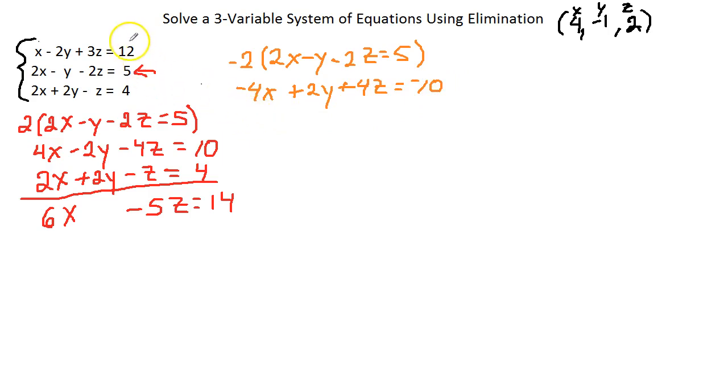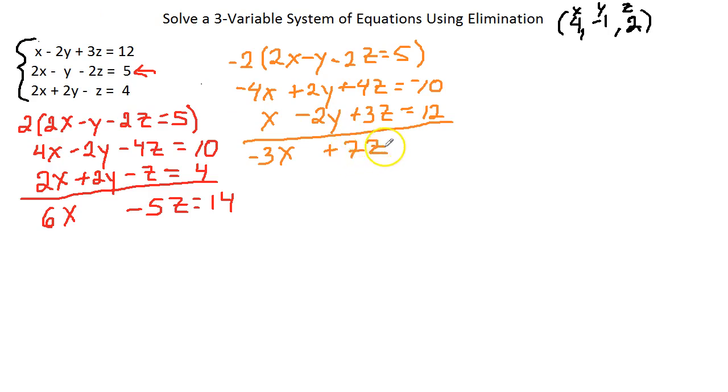I'm going to now write the first equation under this and add them together. So I have x minus 2y plus 3z equals 12. All right, and add these together. So I get negative 3x. Here the y's cancel. It's what we want. 4z plus 3z gives me 7z. And then negative 10 plus 12 gives me 2.